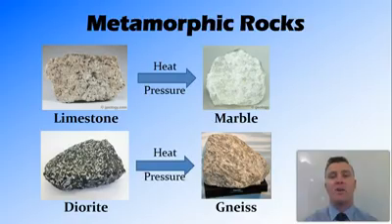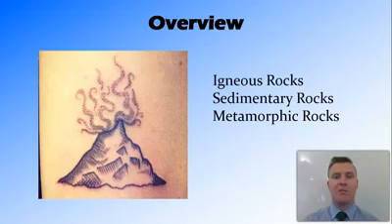Some examples of metamorphic rocks include marble, which is made when limestone undergoes immense heat and pressure over a period of time, and gneiss, which is made when diorite undergoes immense heat and pressure over time. So you can see these rocks are made from other rocks. The common thing here is heat and pressure, and the difference between the type of rock will be the different rock, sedimentary or igneous, that the rock is made of.